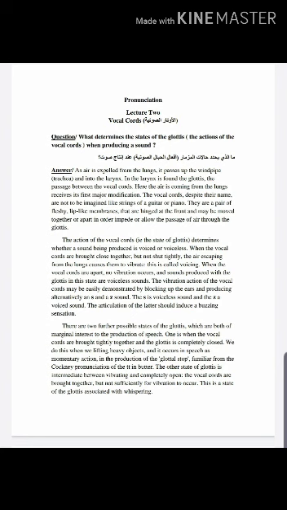familiar from the Cockney pronunciation of the t in butter.